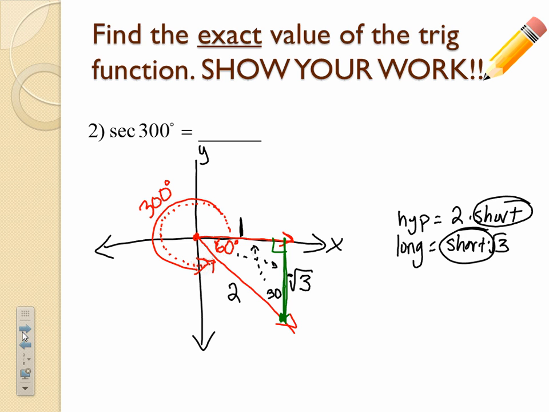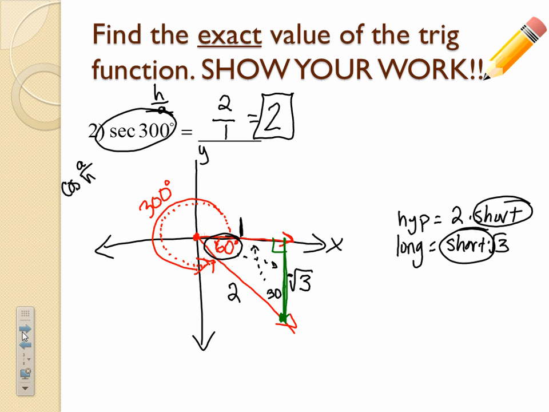So once my triangle is drawn, now we want to do the secant. Now, if you remember who's related to the secant, that is the cosine. It's the reciprocal of the cosine. So remember that cosine is adjacent over hypotenuse, but now we're going to do hypotenuse over adjacent because we're talking about the secant. So standing there at that reference angle, we're going to do hypotenuse over adjacent. So hypotenuse in our case is 2. And then the adjacent side is 1. So my secant of 300 degrees simplifies to 2.